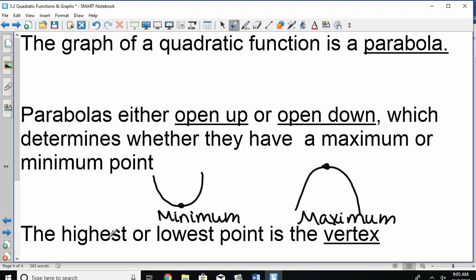And another word for that maximum or minimum point is the vertex. You've probably heard that before. We used it in Algebra 2 a lot.